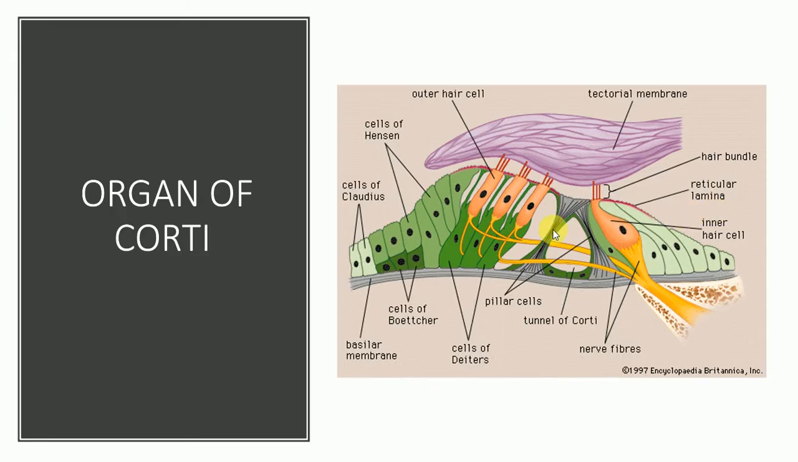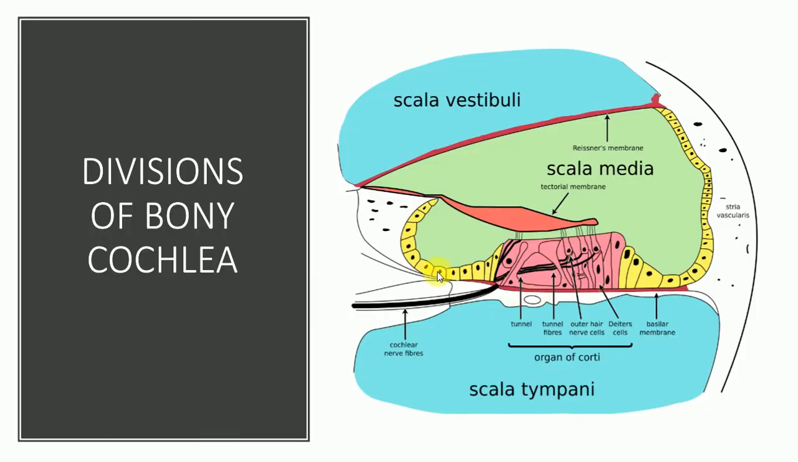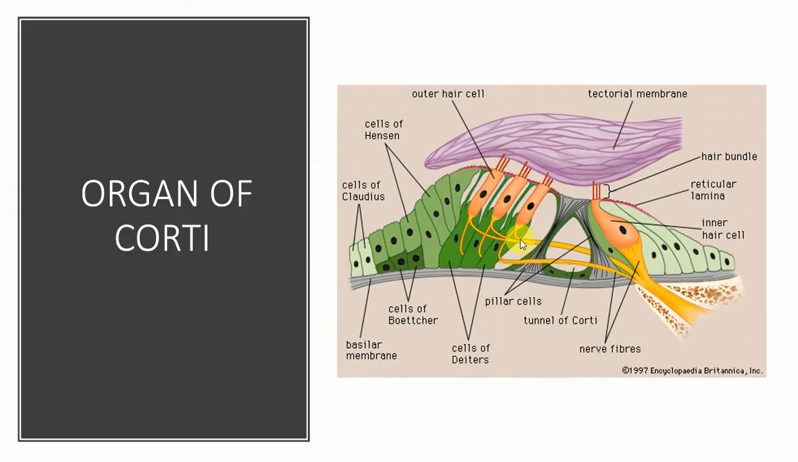Now, what is this structure? The organ of Corti. Like I told you, on the basilar membrane lies this special sensory receptor organ called the organ of Corti. Now, let's see what the organ of Corti is.